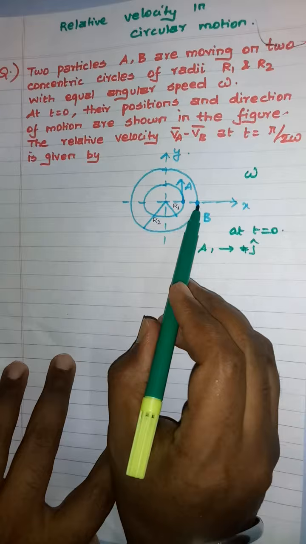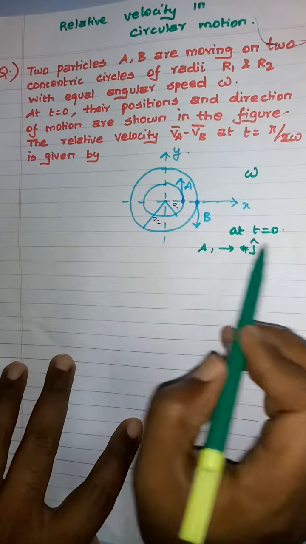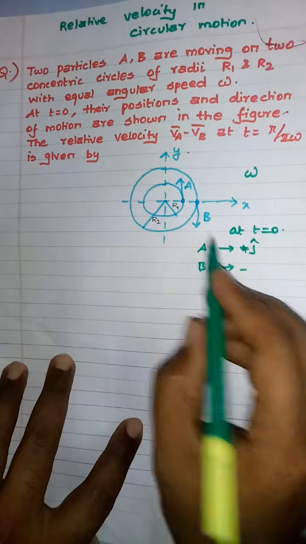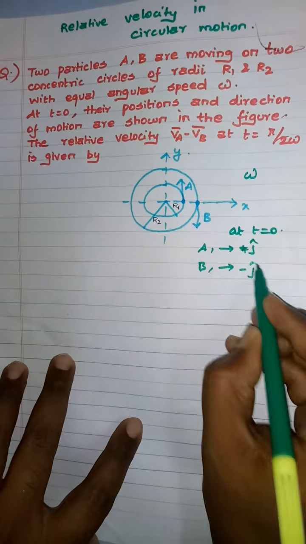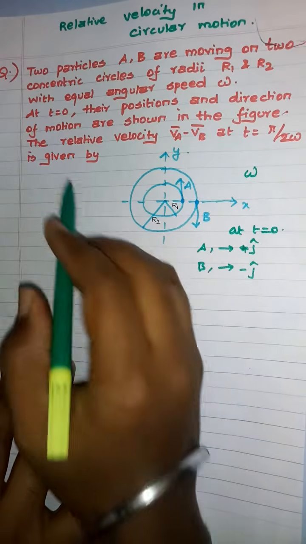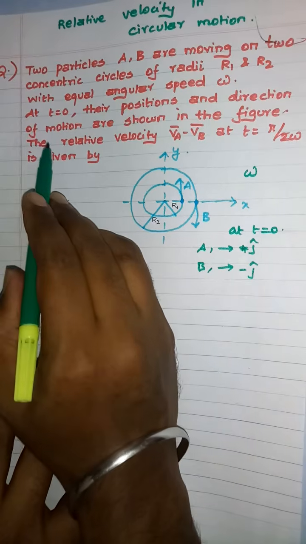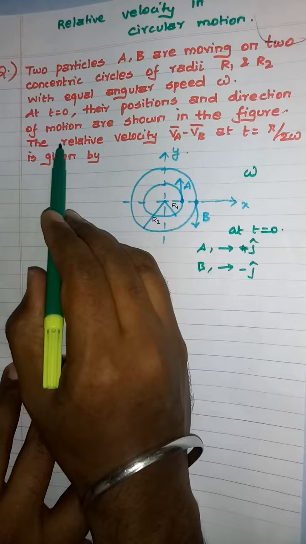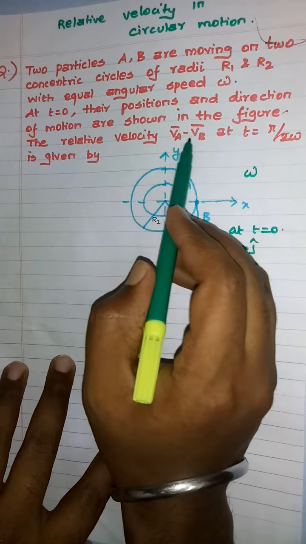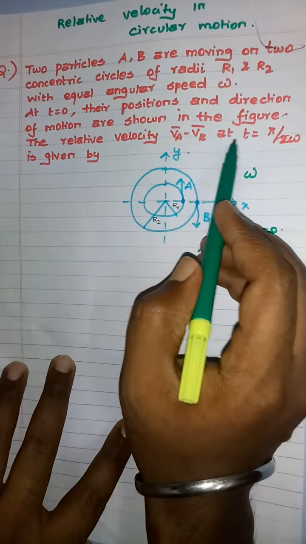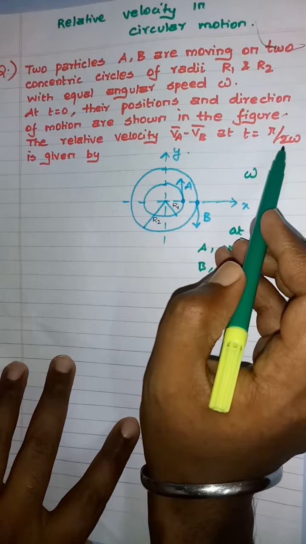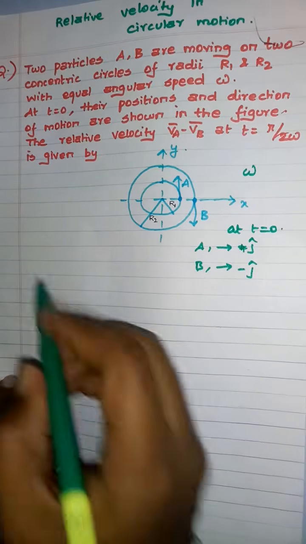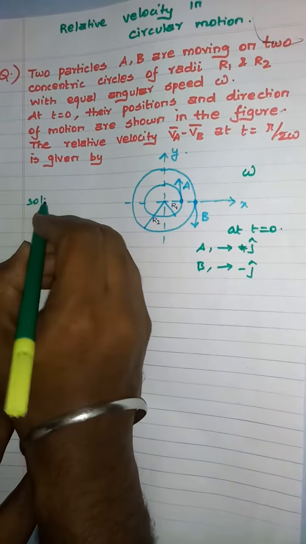Next, the particle B at time t = 0 is pointing towards minus j cap. Now what we are going to determine from this question is the relative velocity VA minus VB at t = pi by 2 omega. So let us consider the solution.